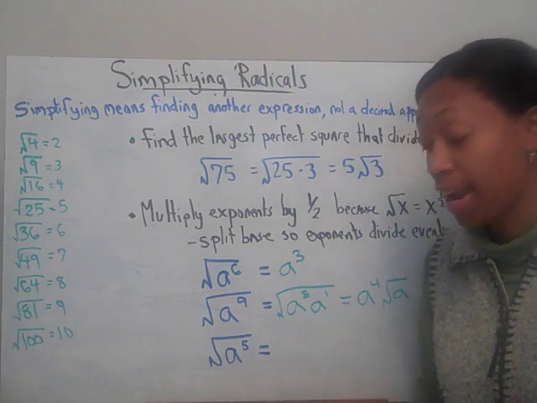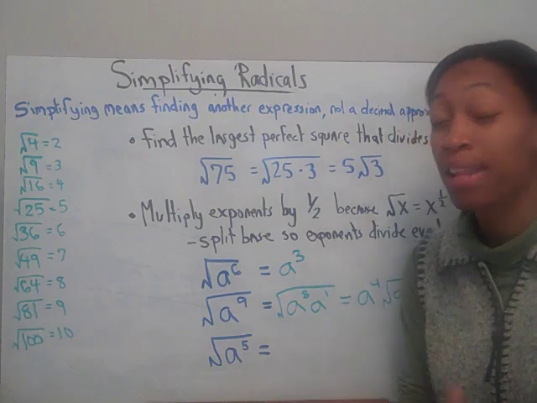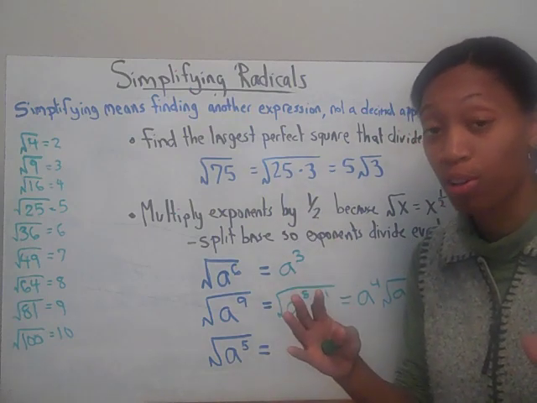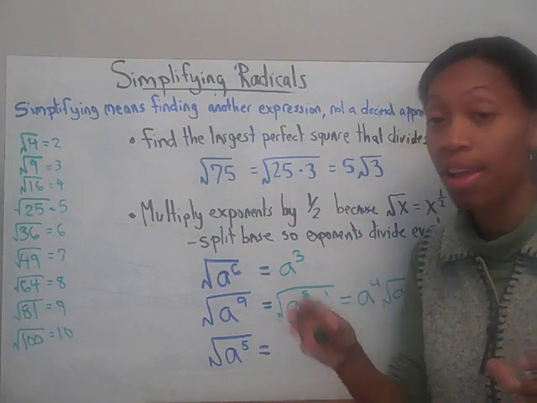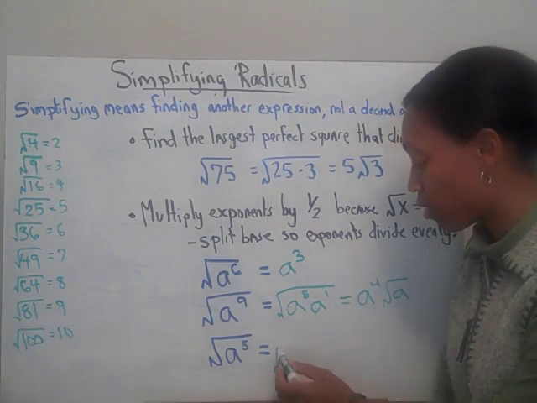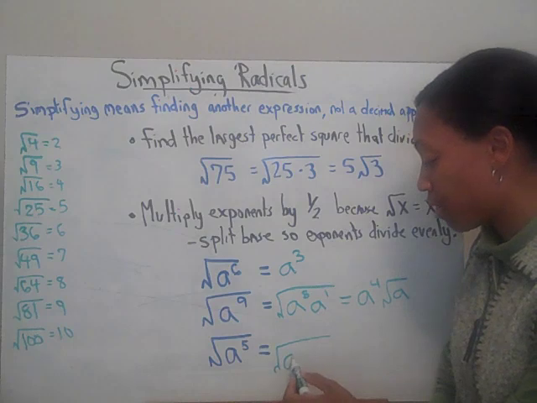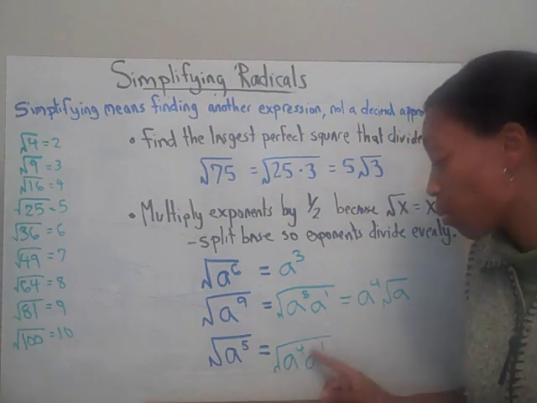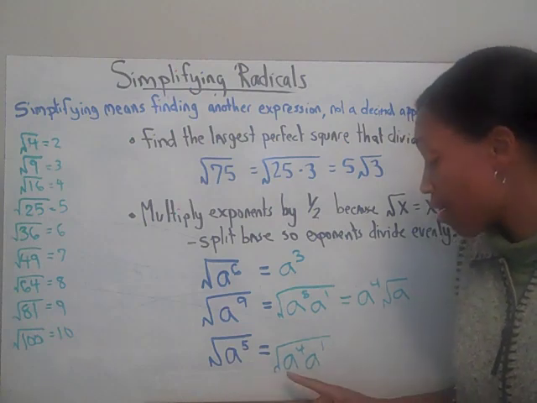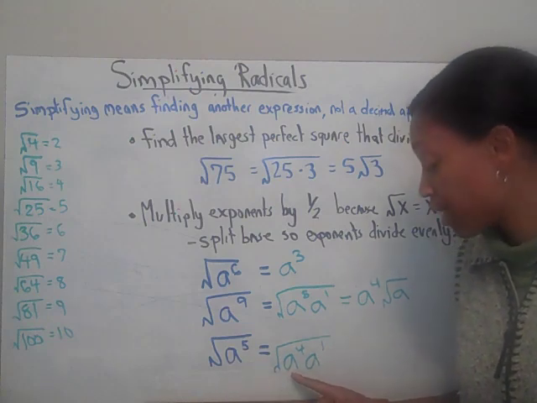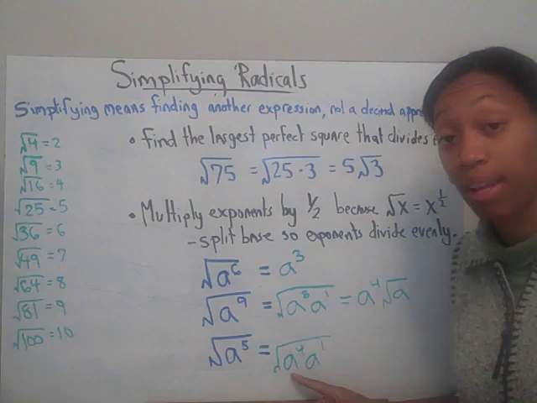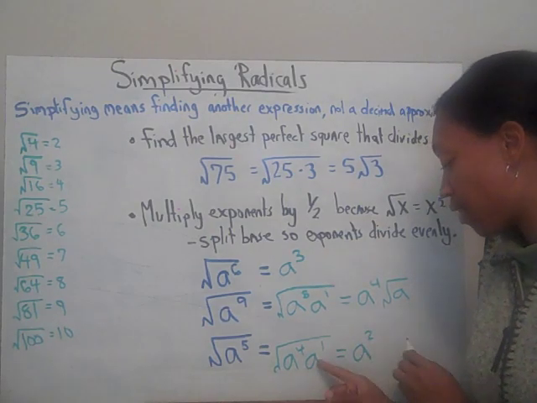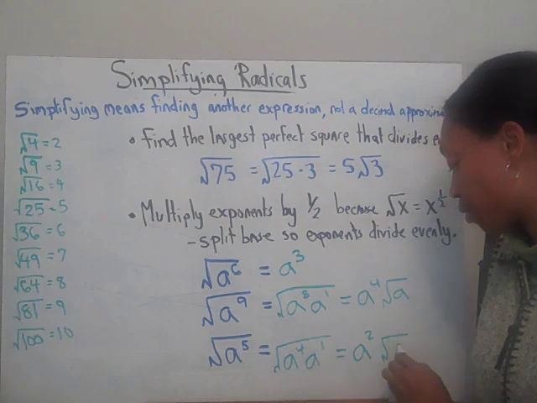Alright, so if I have a to the power 5, I'm going to break that 5 down into a number that divides by 1/2 evenly, and then the piece that's left over. So I would have a to the 4 times a to the 1, because 4 plus 1 is 5. A to the 4 times 1/2 is 2. So this is a squared, and then I still have this 1 a left over.